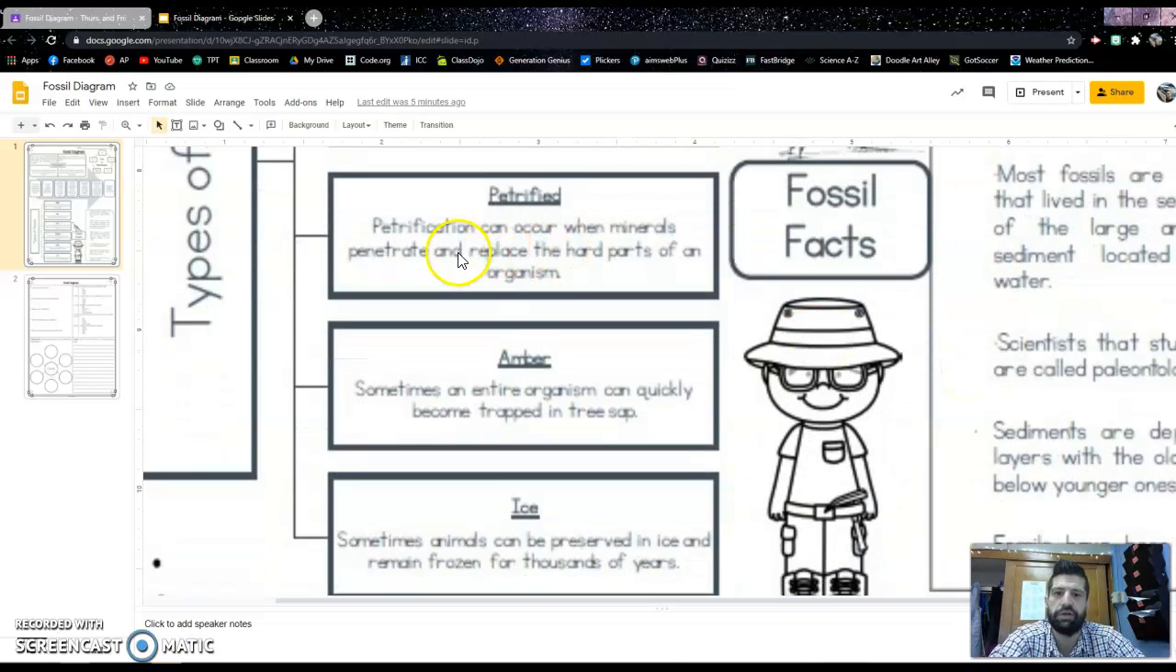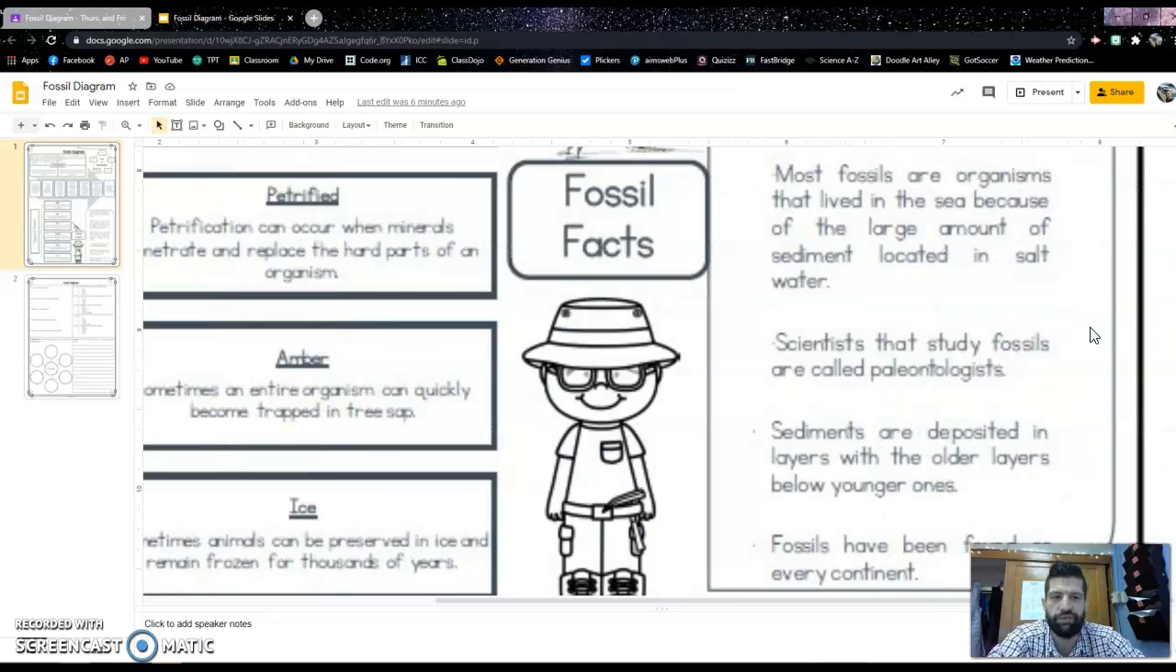Petrified, I would be looking at, and if I were highlighting, I would say minerals penetrate and replace the hard parts. The amber, I would just highlight the words tree sap. If it was ice, I would put remain frozen. That one's kind of obvious with ice, but they just remain frozen there.